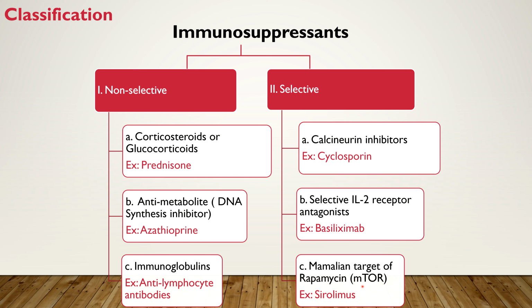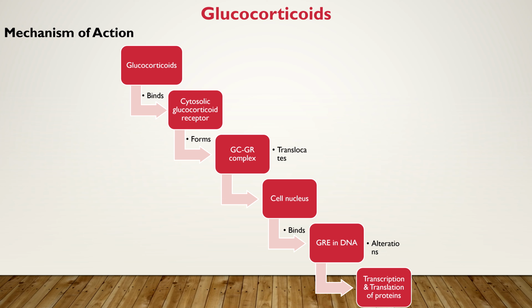Then the third class is mammalian target of rapamycin, in short form called mTOR. This mammalian target of rapamycin is a protein kinase, usually responsible for the activation of the T lymphocytes. Example, sirolimus.